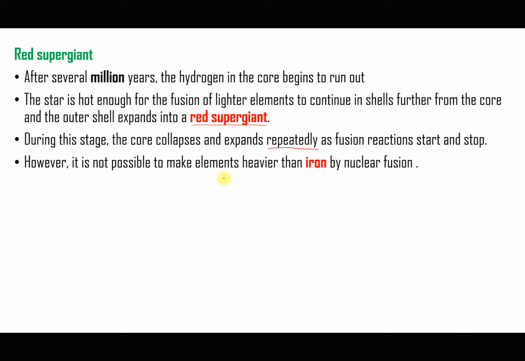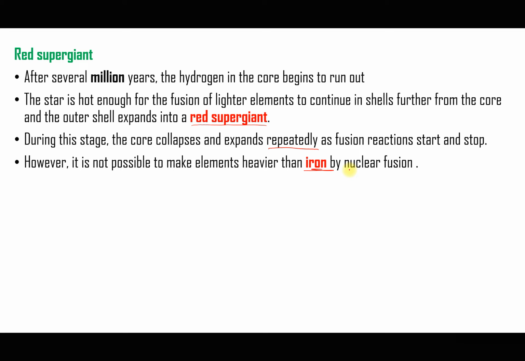However, it is not possible to make elements heavier than iron by nuclear fusion. Just like we mentioned for the red giants, where the core collapsed as it was running out of hydrogen, and then when it collapsed, helium fusion was initiated into other elements. Similarly, for the red supergiants, as the core collapses, helium fusion is initiated and other elements are formed. And again, it collapses, another element fuses, and another element is formed, and the process continues as the core expands and collapses repeatedly. However, it is not possible to make elements heavier than iron.